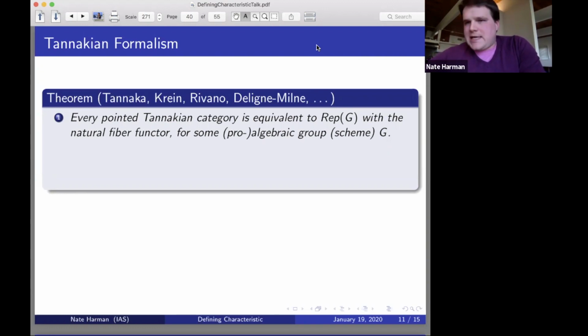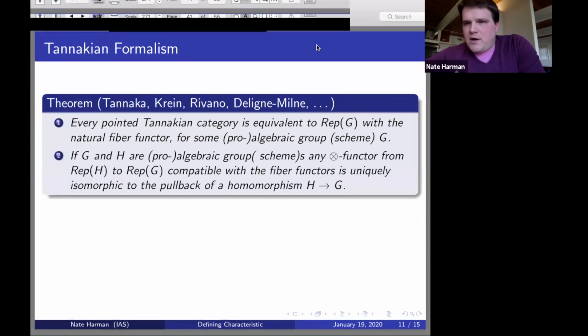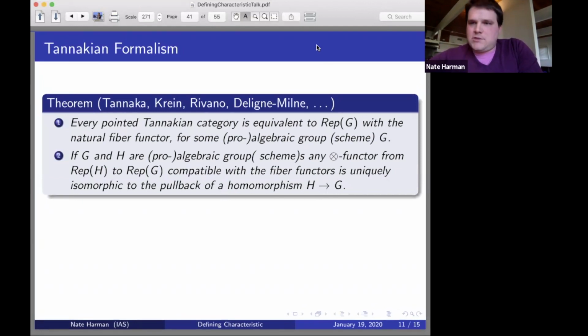Okay, so every Tannakian category comes from representations of some group. And moreover, if I have two groups, G and H, then any tensor functor from representations of H to representations of G that's compatible with the fiber functor comes from a homomorphism in exactly the way I described on the previous slide. So it's just a pullback of a homomorphism, and that should be a homomorphism from G to H, because I didn't proofread this well enough, apparently.